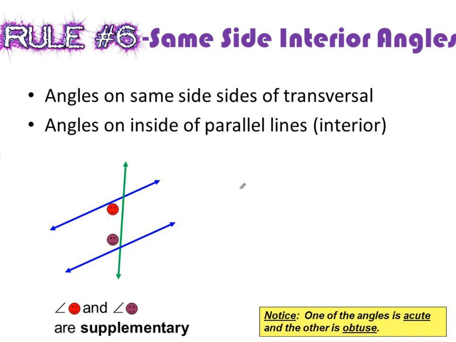Here, same side interior. Again, these are interior angles. If they are on the same side of the transversal, they are same side interior angles and they are supplementary. They add up to 180.